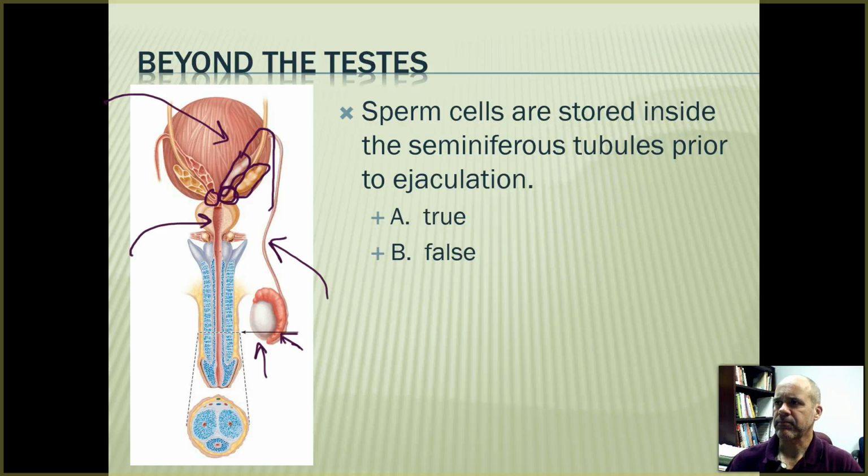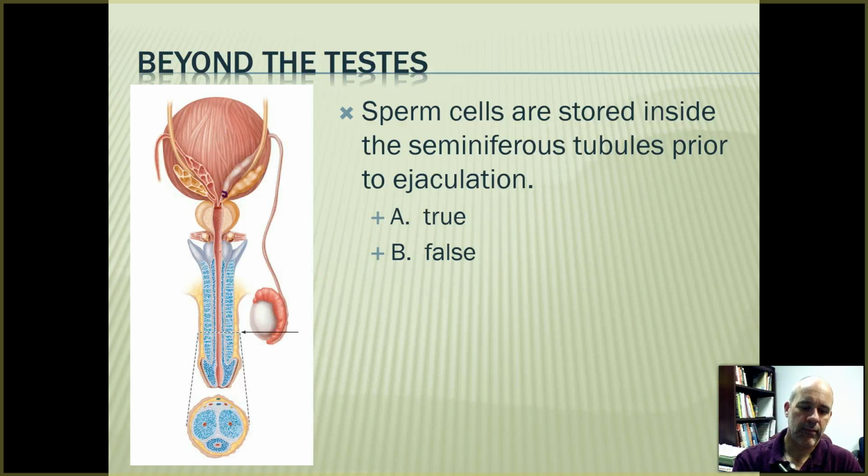All right, so are sperm cells stored inside the seminiferous tubules prior to ejaculation? No, the sperm cells that are going to be ejaculated are going to be up in that ejaculatory duct area over here. On each side, you have two ejaculatory ducts, and those are formed from the union of the ampulla, the widened part of the vas deferens, where that meets the seminal vesicle. There's a duct connected to the seminal vesicle, and those two things come together. So that's going to be false.